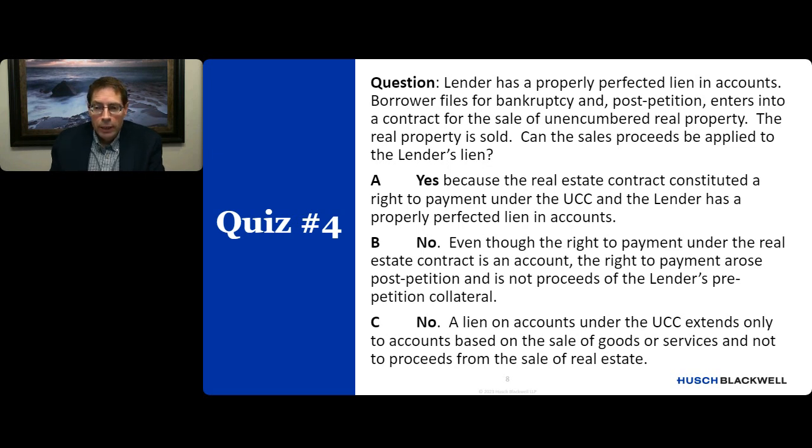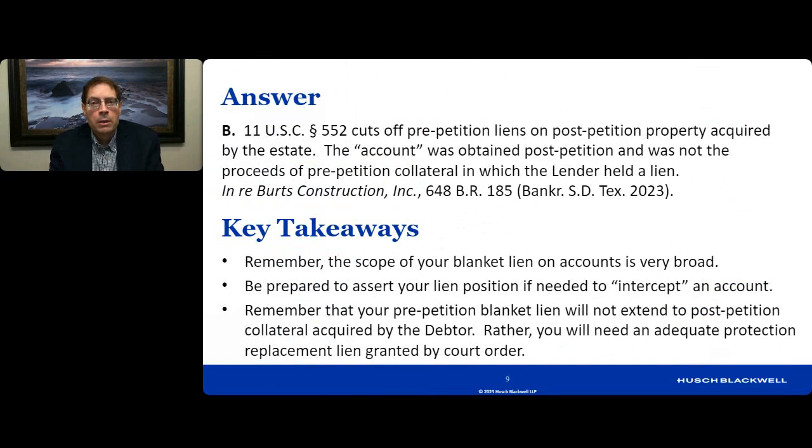The answer, whoops, clicked the wrong button, apologize. The answer here is B. And the reason for this is that under the bankruptcy code, you have section 11 USC 552, and it creates a very bright line between pre-petition assets and post-petition assets. And what the law says is that the lender has a lien in the pre-petition assets, but assets that are acquired post-petition are not subject to the lender's lien unless it's proceeds of the lender's lien or unless the lender has been given an adequate protection lien in those proceeds.